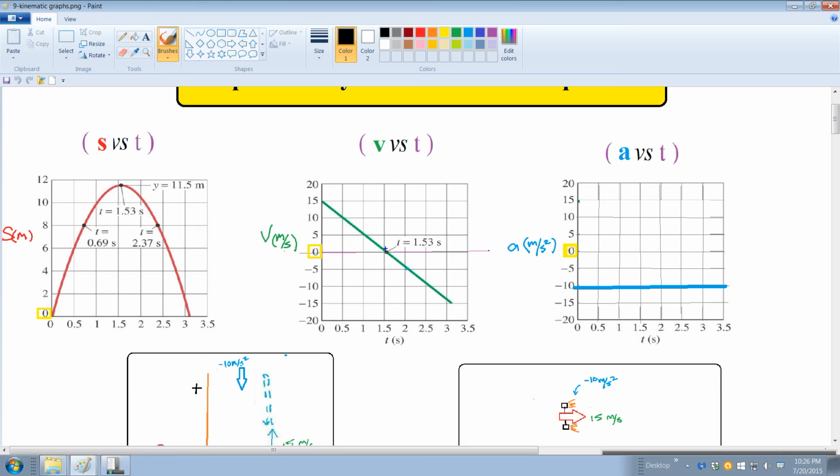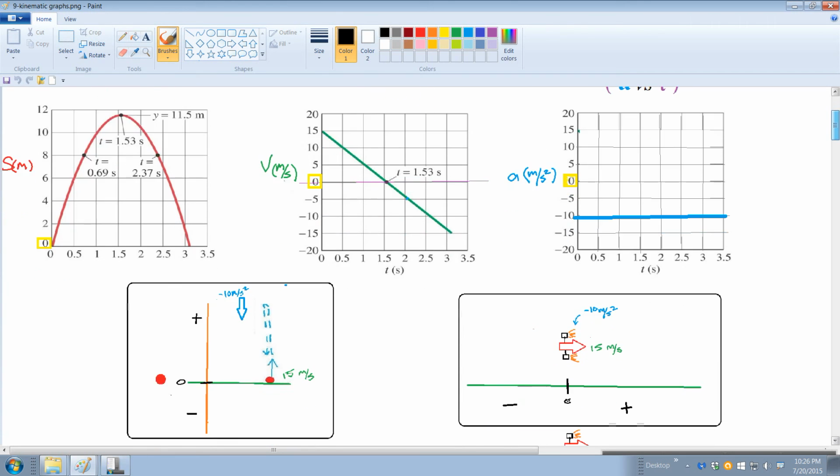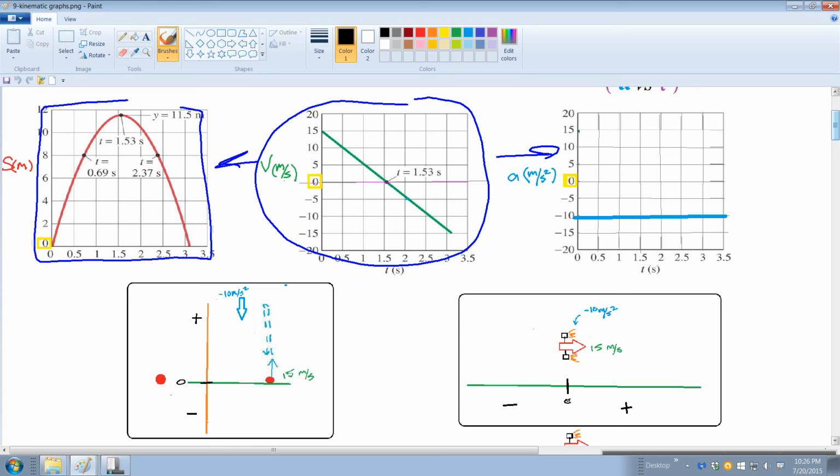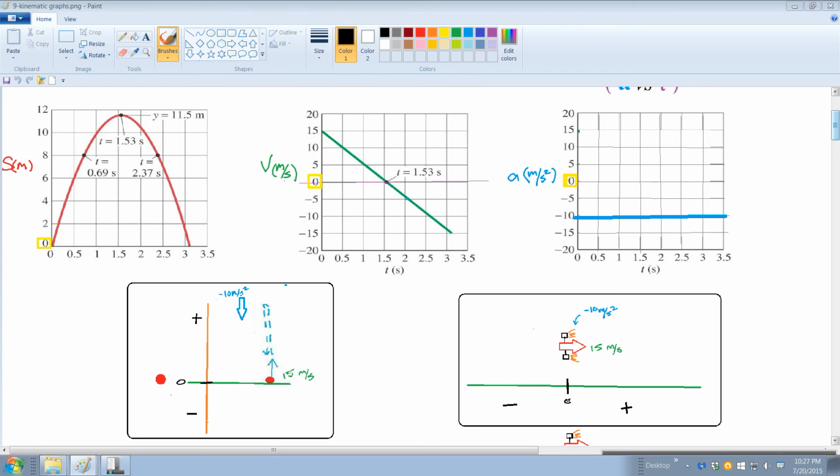But for example, in this problem, let me scroll this up a little bit more. In this problem right here, you can start with just a V versus T graph and not have the other 2, and draw them. Or you could start with just this displacement versus time graph, and be able to draw the velocity and the acceleration curve. You can't so much do it from the acceleration curve, but you can start with one graph and figure out the other 2 graphs, as long as it's this one or this one.